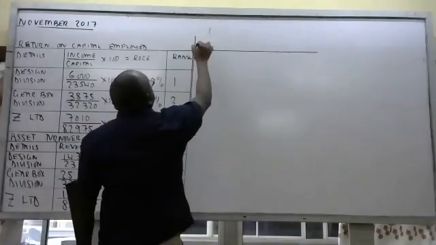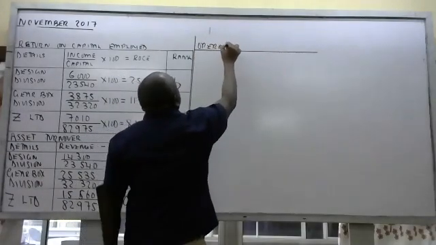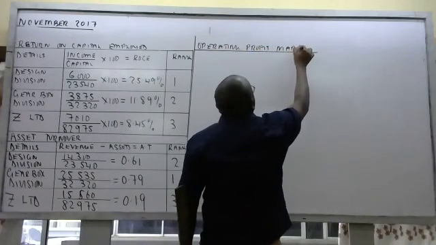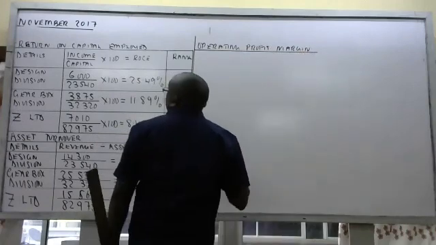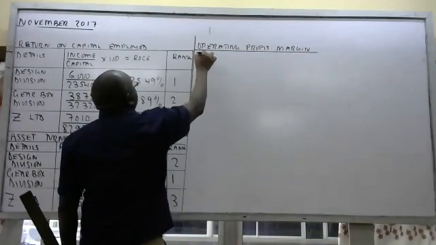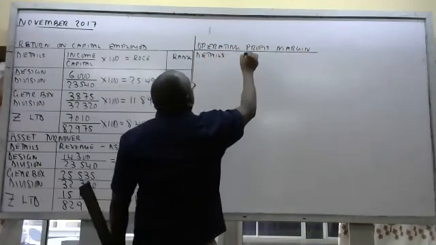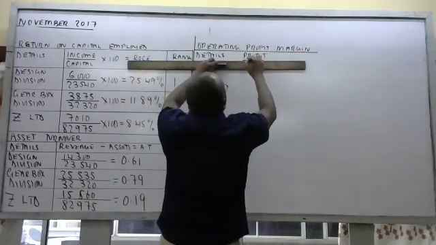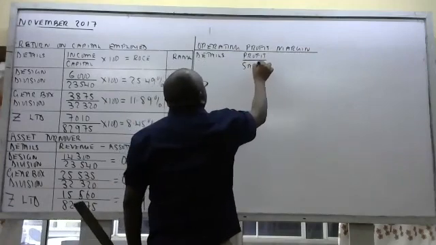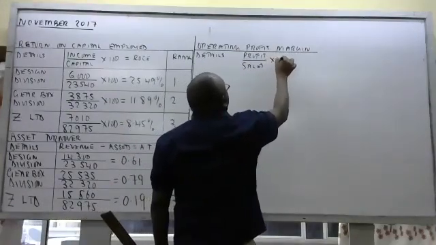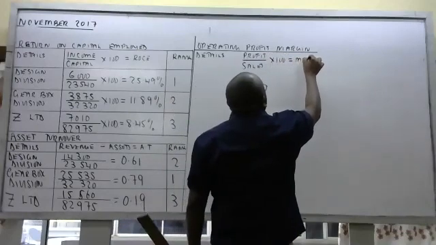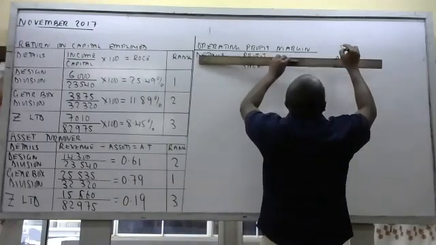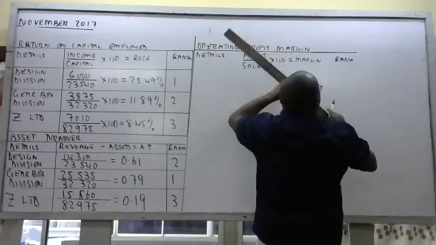And the last one is operating profit margin. So here we have again details. These will be profits. You divide by sales or revenue. You can even multiply by 100. That gives you the margin. And then you will have the rank.